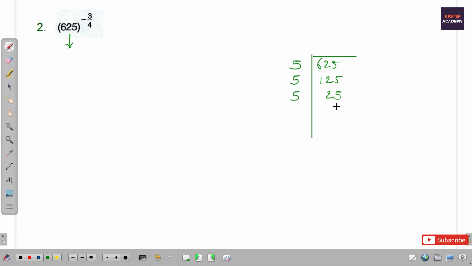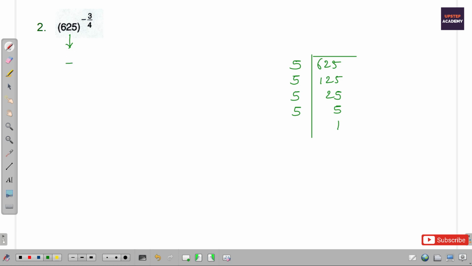Another numerical is 625 raised to minus 3 by 4. First of all, we have to find the factors of 625. For finding the factors of 625, let's do division. Let us start with 5. 625 upon 5 is 125. Again we can divide it by 5. 125 divided by 5 is 25. Again we can divide it by 5. Again we can divide it by 5, and here is the number 1.